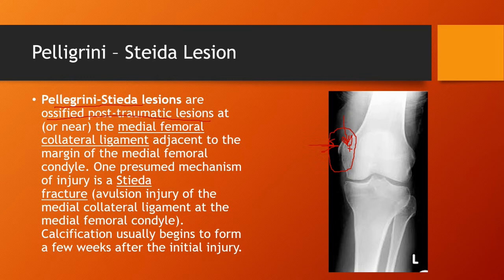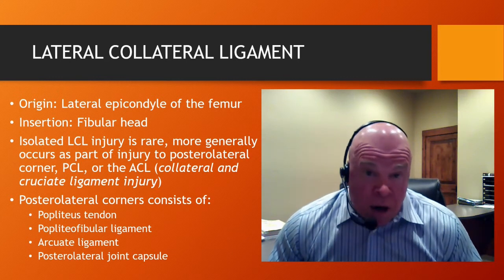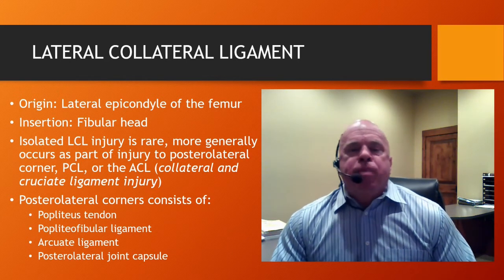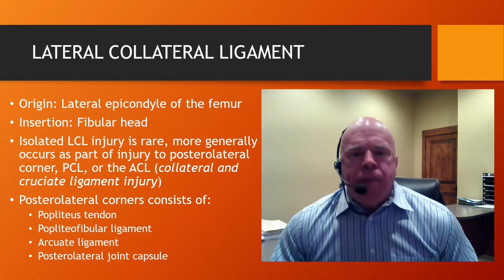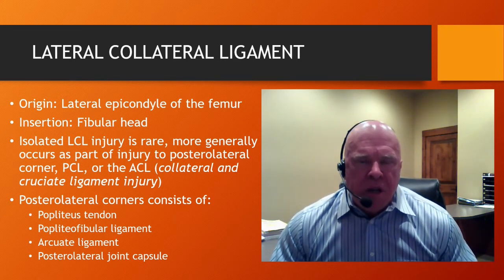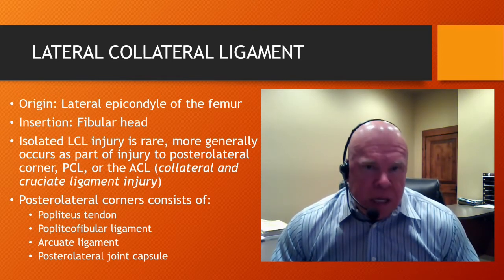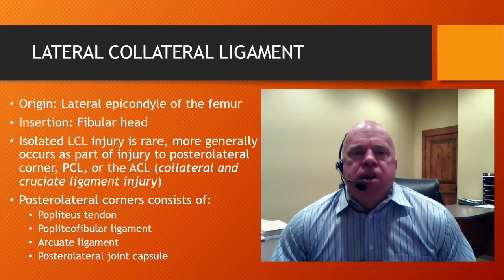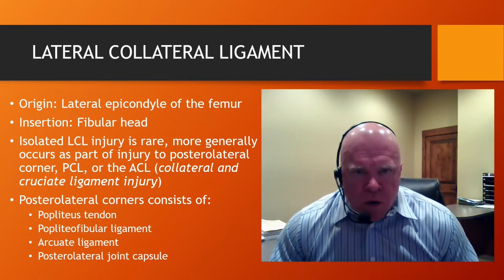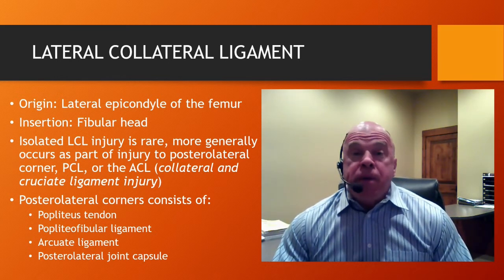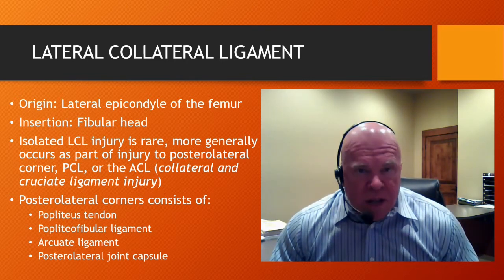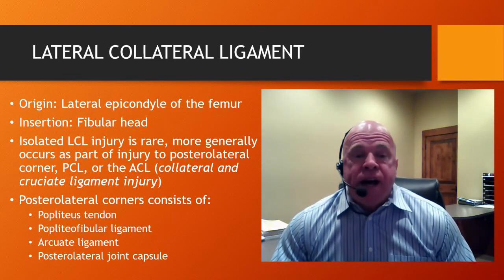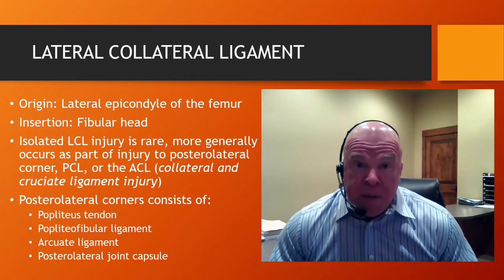Let's now talk about the lateral collateral ligament. Okay, so the lateral collateral ligament on the lateral aspect of the knee has as its origin now the lateral epicondyle of the femur, whereas the medial collateral ligament was attached to the medial epicondyle. And the insertion of the lateral collateral ligament is onto the head of the fibula. It's interesting. The lateral collateral ligament has no direct attachment to the tibia bone. Rather, it's attached on the head of the fibula.